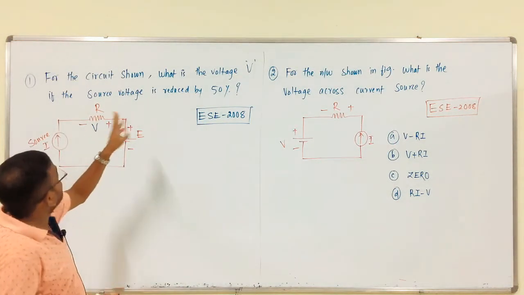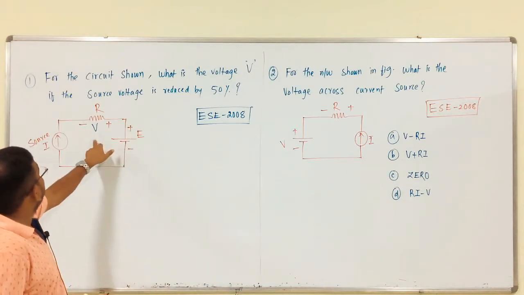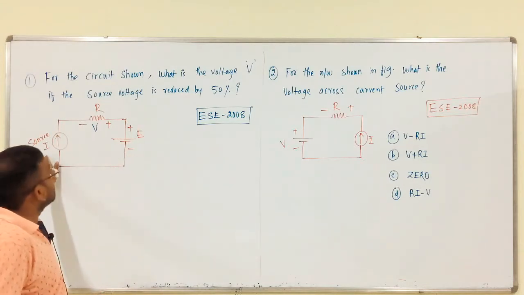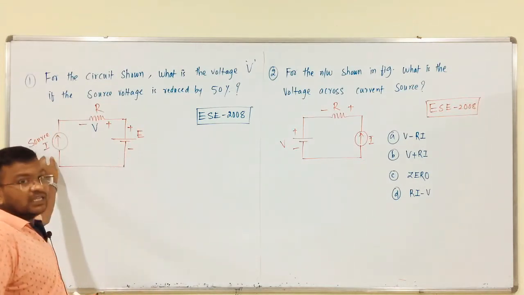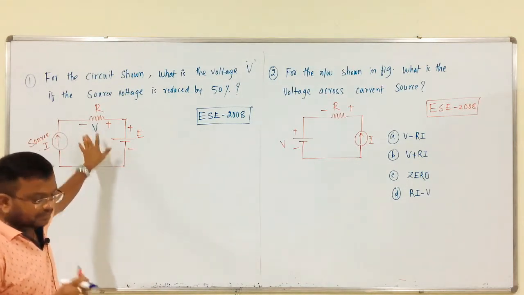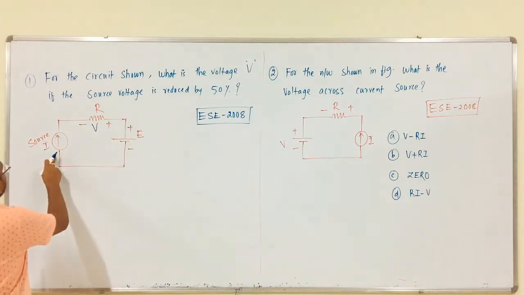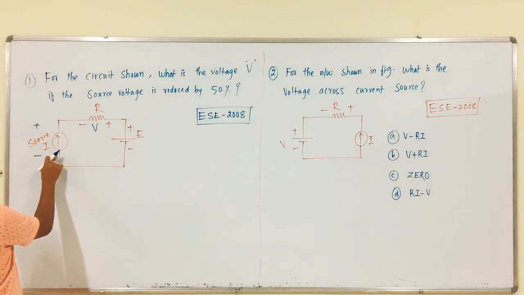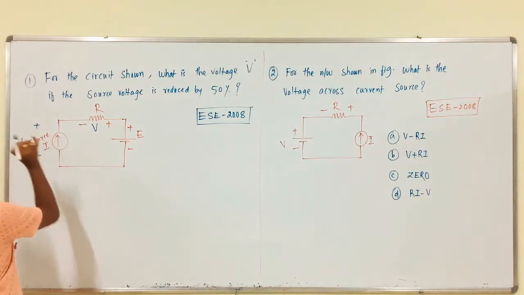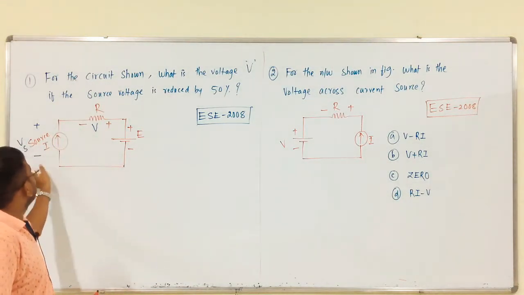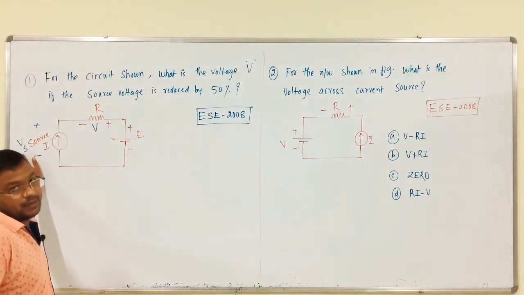For the circuit shown, what is the voltage V if the source voltage is reduced by 50%? So, this is the source current. If the source voltage is reduced by 50%, what is the value of this V? We have to calculate. See, the current direction is from negative to positive, that is why it is positive, this is negative. Source voltage is nothing but Vs. We have to calculate this voltage when the source voltage is reduced by 50%.